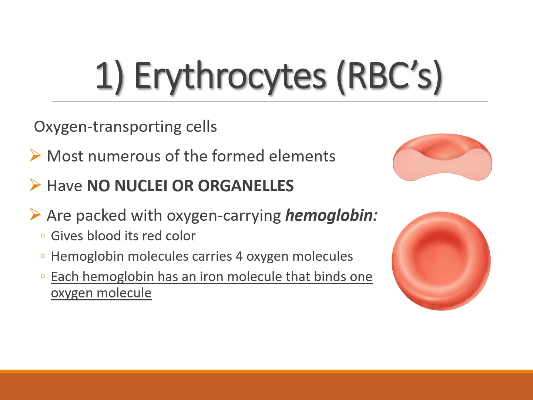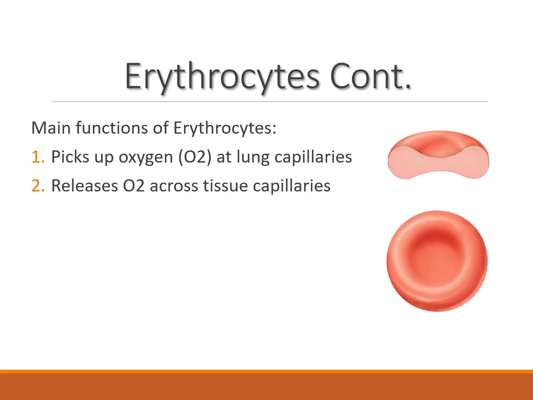Hemoglobin is also red, so that's what actually gives the red blood cells the color red. Okay, so it's just chock full of this red hemoglobin molecule. So what's the whole function? It's going to pick up the oxygen in the lungs, deliver that oxygen to the tissues.